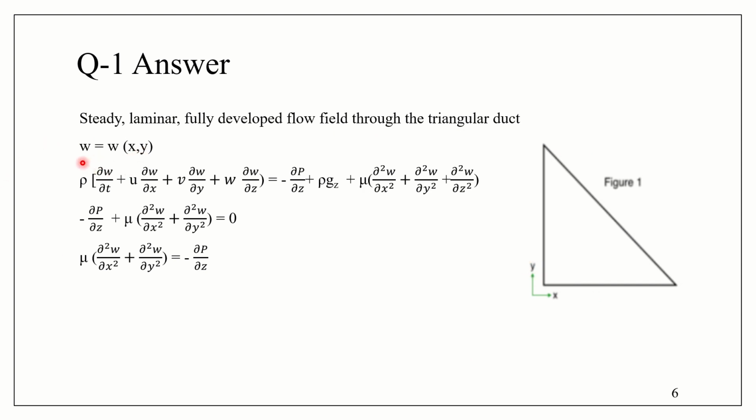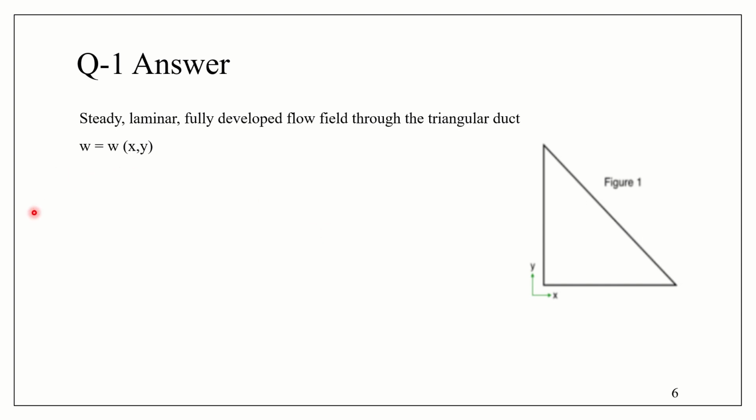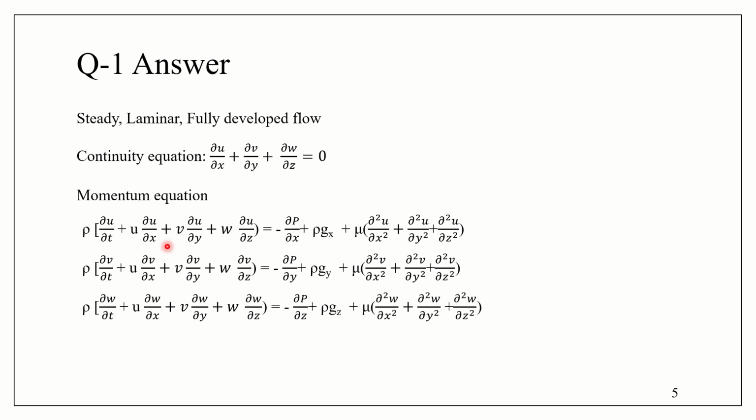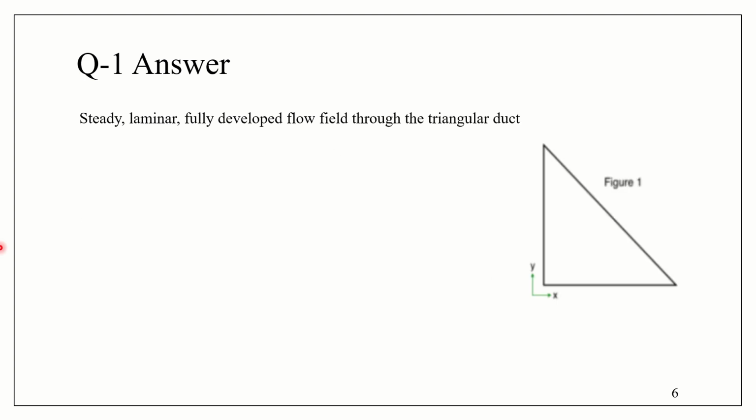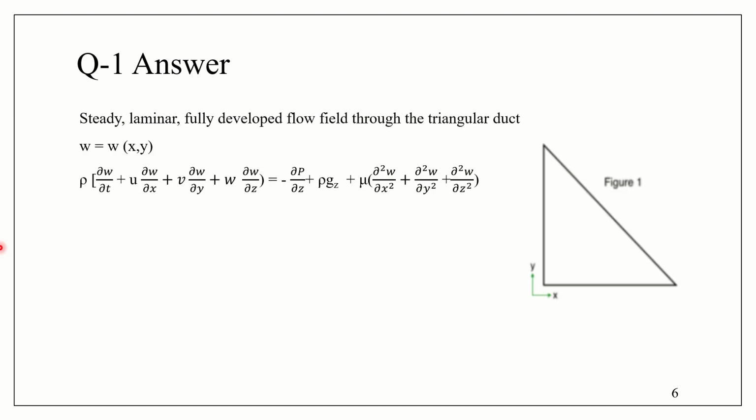So we have only the z momentum equation here. The remaining equations would cancel, because here u and v are 0, and so all the other terms in these particular equations would vanish. And we have the assumption that we are considering only the pressure gradient, and gravitational effects are neglected here.